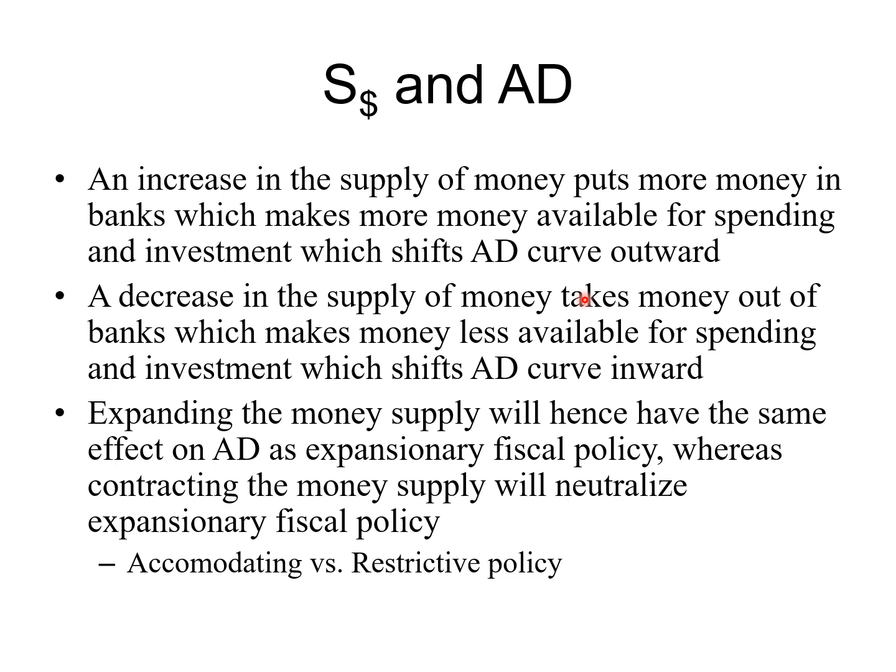Expanding the money supply will hence have the same effect on aggregate demand as expansionary fiscal policy, whereas contracting the money supply will neutralize expansionary fiscal policy. And as I mentioned before, this is why the Trump administration has been critical of Jerome Powell for the last 6 months or so, because the Trump administration is pursuing an expansionary fiscal policy. Increased government spending, reduced taxes, that's expansionary fiscal policy designed to drive up aggregate demand, to drive up aggregate supply, and to extend economic growth.